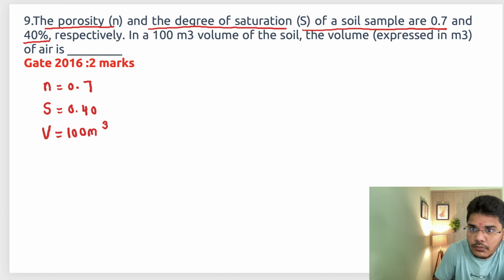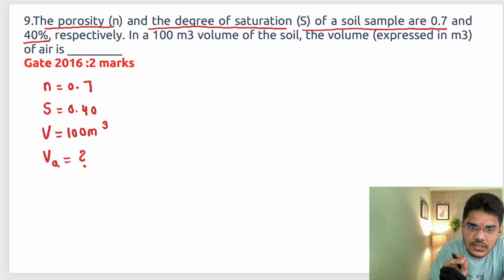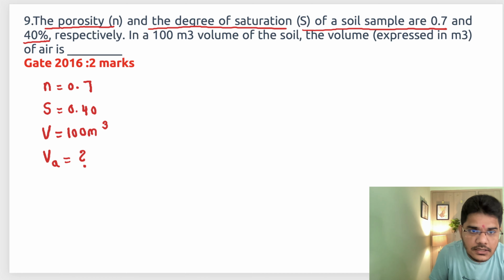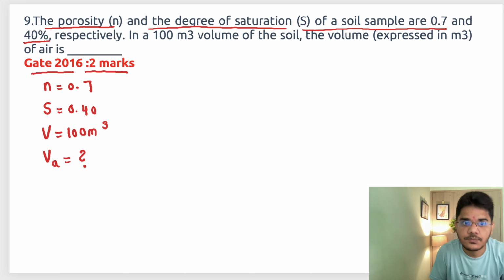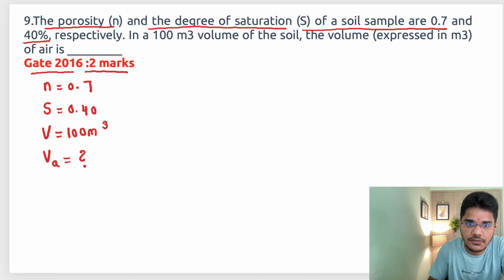The volume expressed in meter cube of air is, so the volume of air he is asking. Porosity he has given, degree of saturation he has given, and total volume of the soil also he has given. So he asked us to find out the volume of air, and this question is the 2016 GATE question, asked for 2 marks. We can easily solve this. You just have to use the basic definitions here.